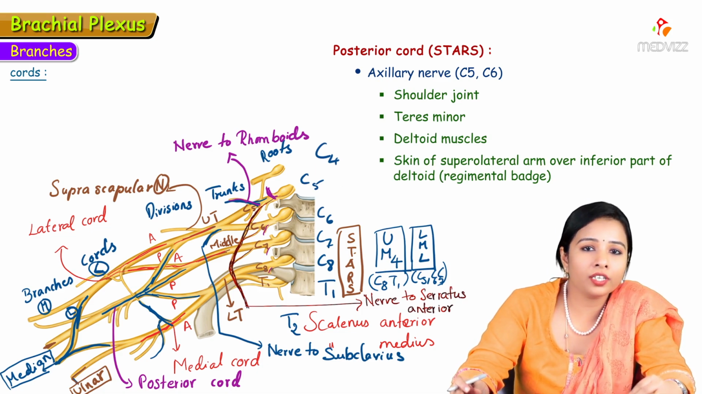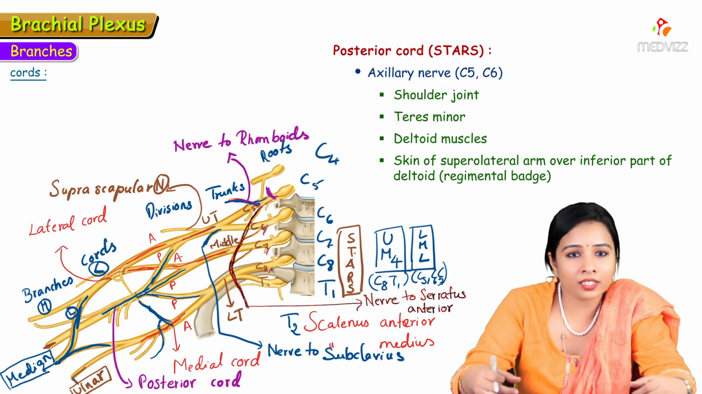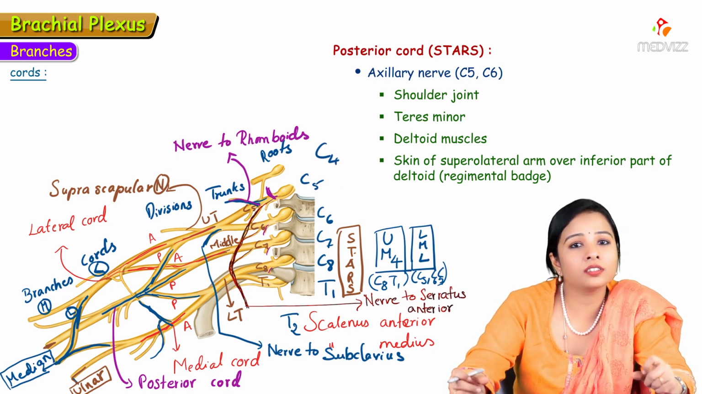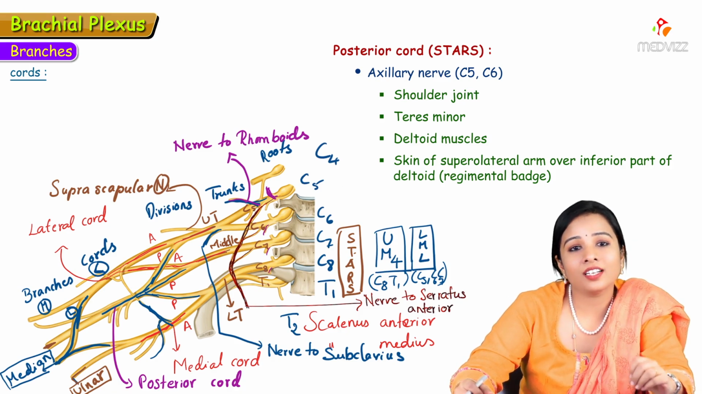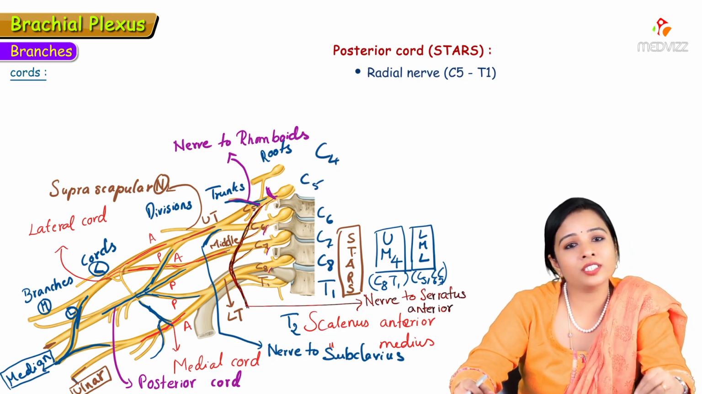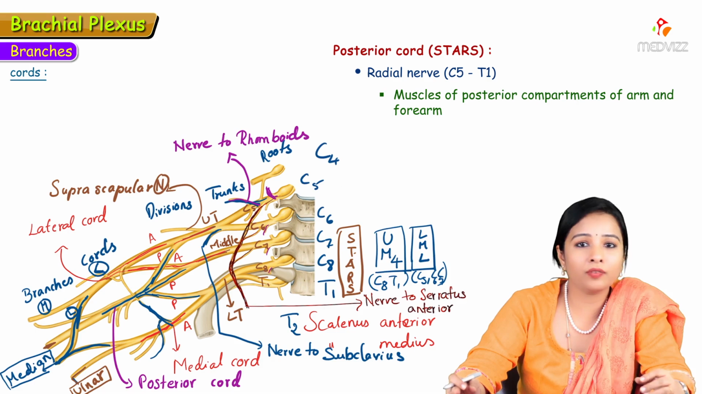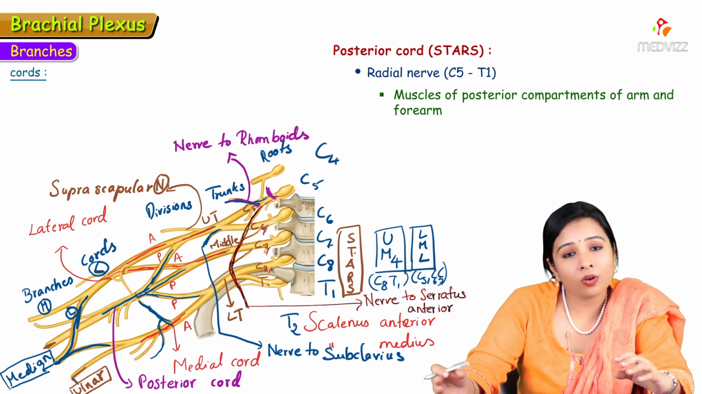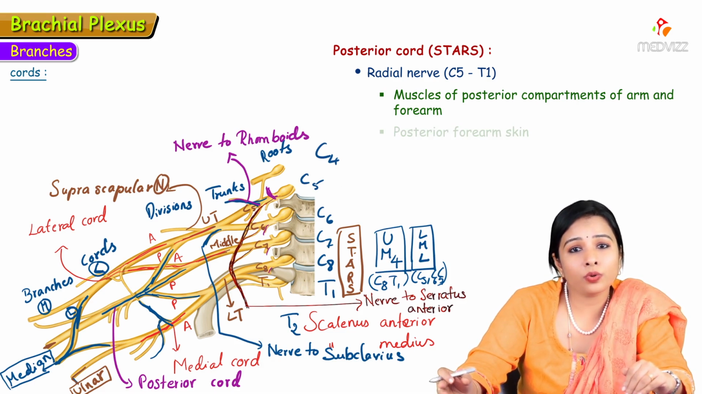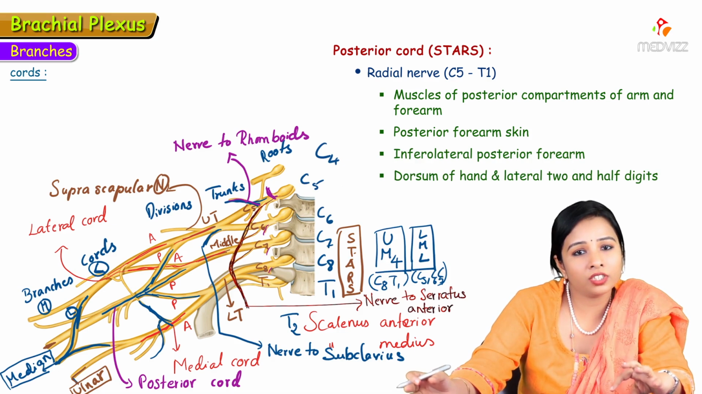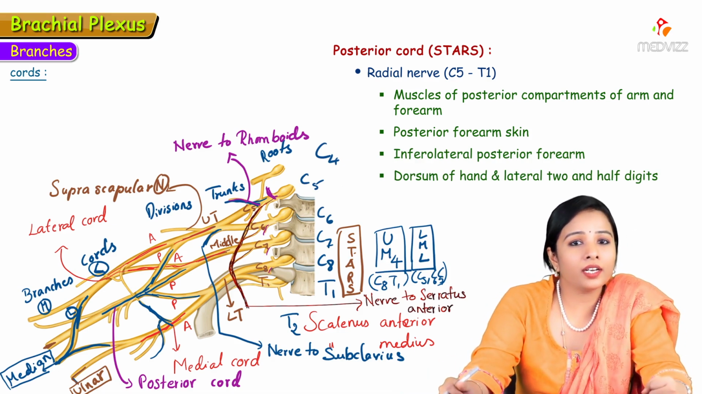And the skin on the superolateral aspect of the arm over the inferior part of deltoid, which we call the regimental badge, where military people wear a regimental badge. So that part of the skin, the sensory supply is by axillary nerve. Lastly, the radial nerve. The root value is C5 to T1. It innervates all the muscles on the posterior compartment of arm and forearm, and it also forms cutaneous supply to the posterior side of the skin of the forearm, inferolaterally posterior forearm and dorsum of the hand and lateral 2.5 digits. All this cutaneous supply is by radial nerve.